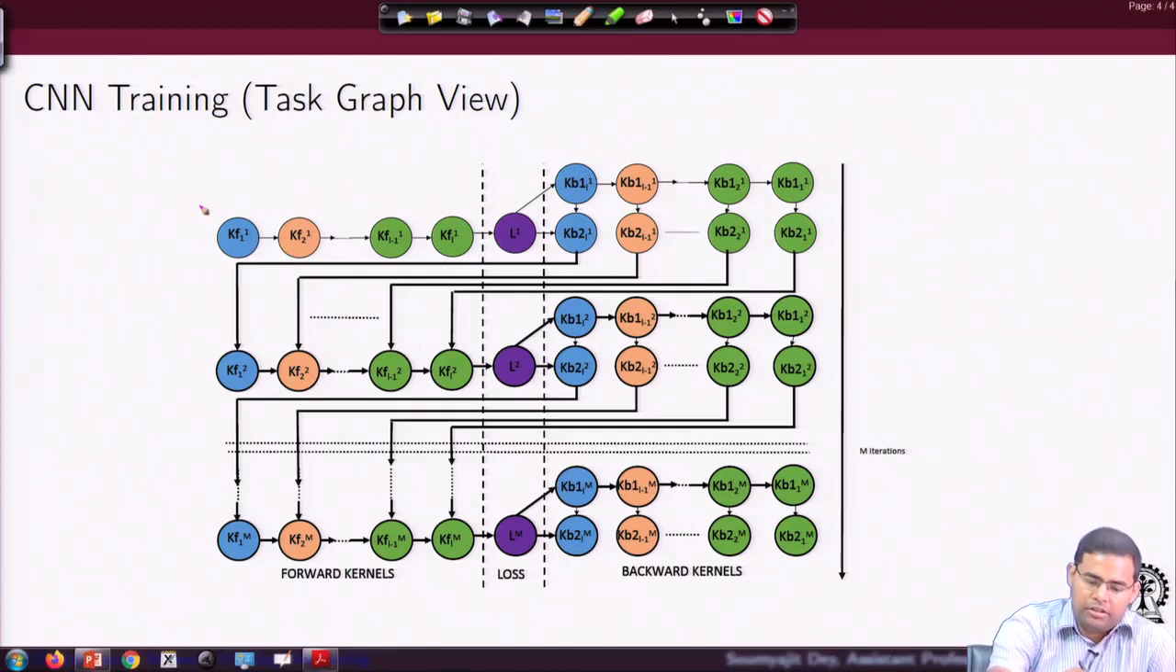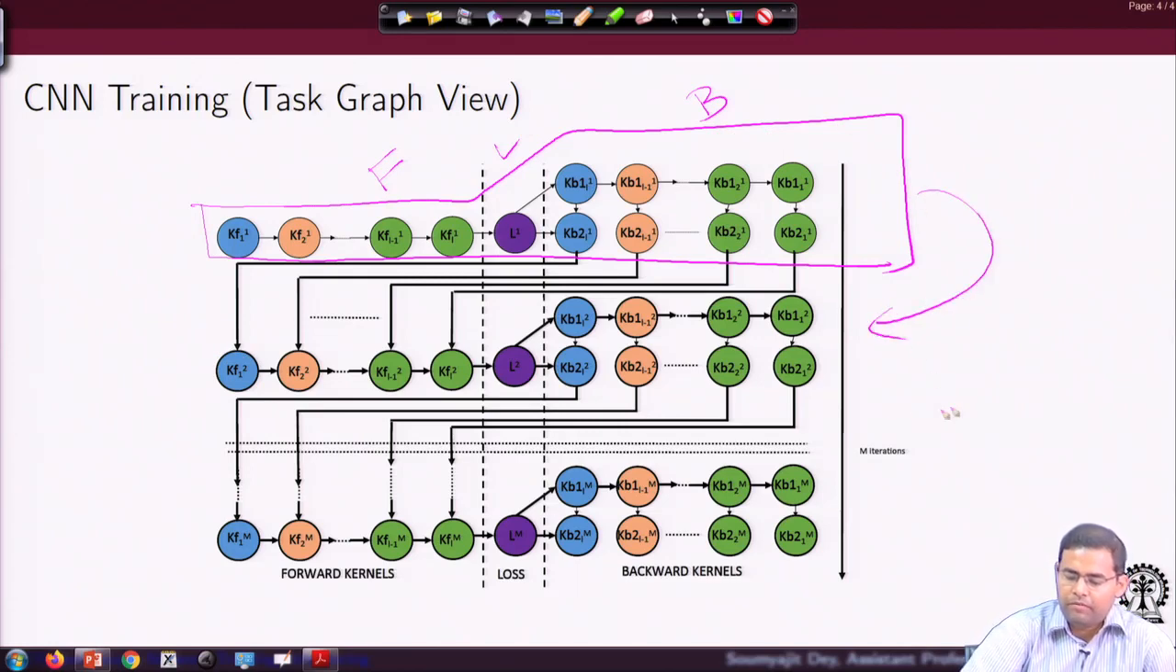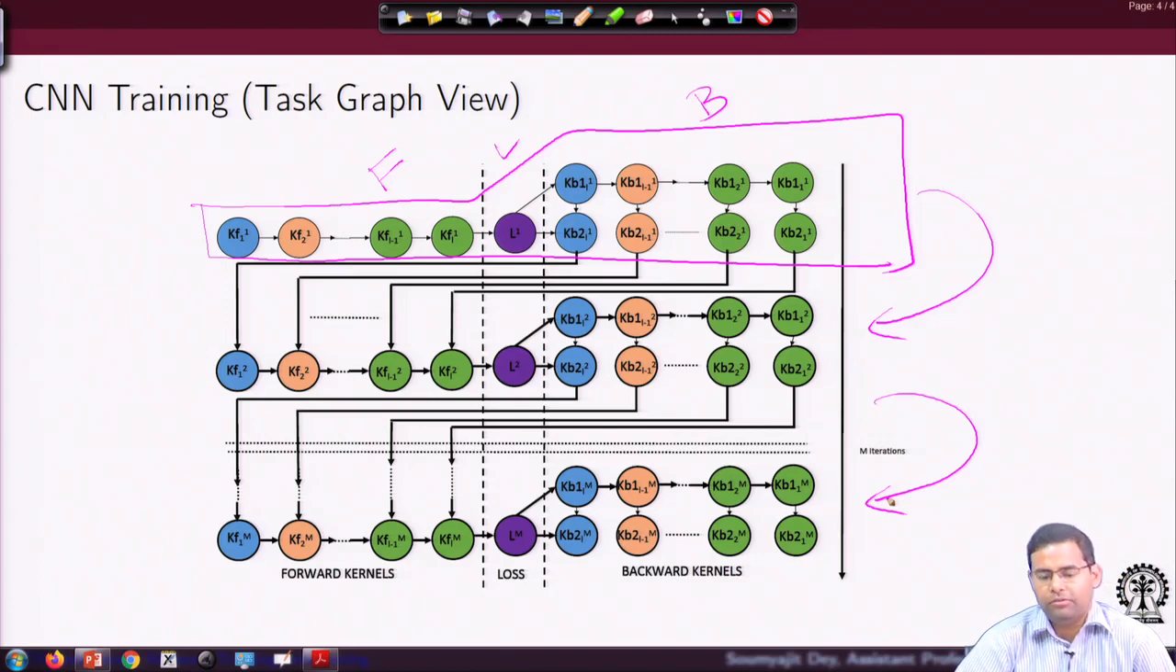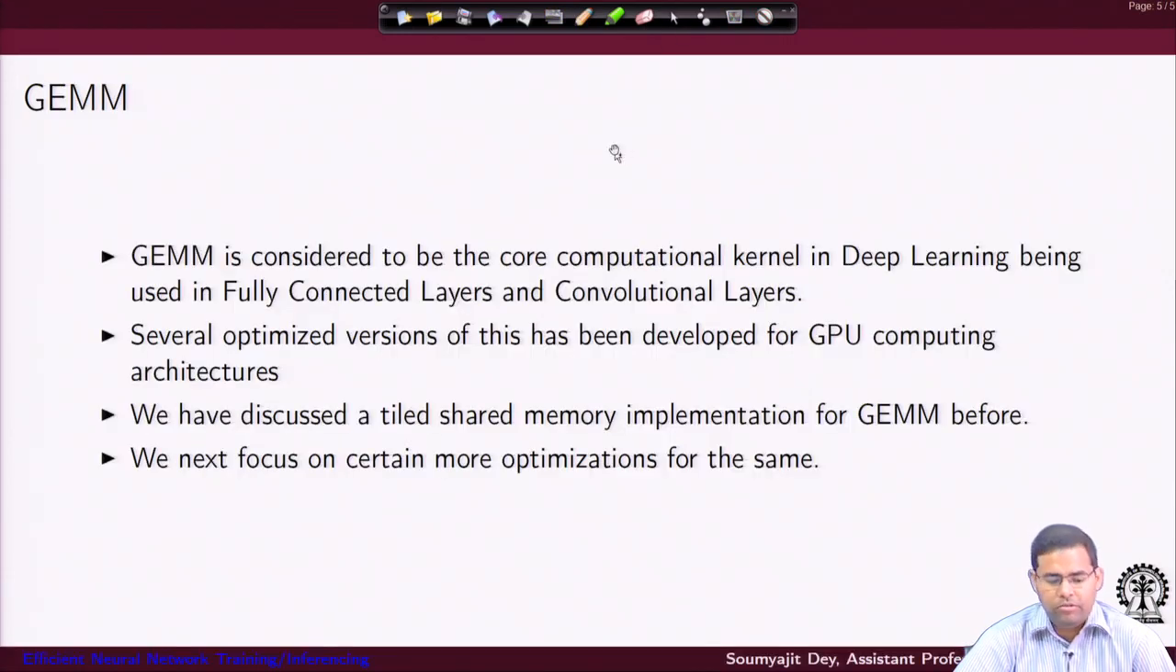So essentially I can say that in my system I have this set of parallel kernels which are working. Here I have the forward pass, the loss computation, the backward pass, and it keeps on happening for multiple iterations inside a loop with the updates going on. So this is like a task graph view for the convolution training part, through which, once it converges, we get the updated weight values.